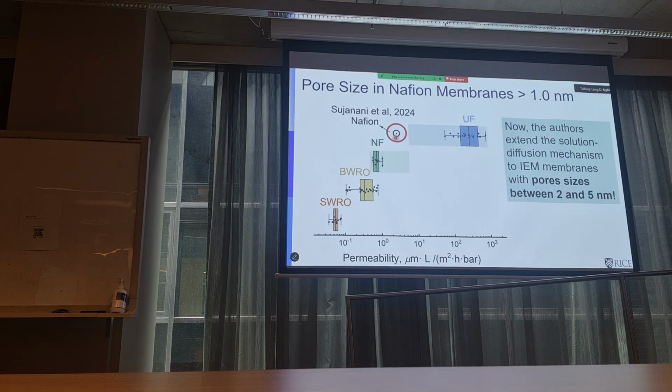So now the authors extend the solution diffusion mechanism to IEM membranes, which typically have pore sizes between 2 and 5 nanometers, just because of this experiment that shows the water content gradient. And soon I will generalize it, and you can get this water content gradient for any membrane, including microfiltration membranes.